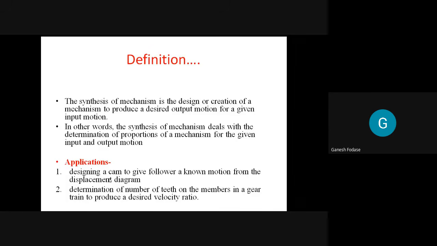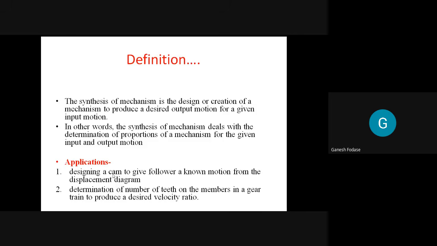For an example, we have seen some numericals on cam and follower. In that case, the displacement diagram or follower motion is given to you, which means the input is known to you, which type of follower motion. And for that follower motion, for that input, we are supposed to draw a cam profile. That process of designing a cam profile is nothing but synthesis.